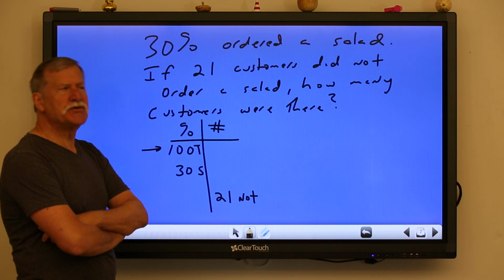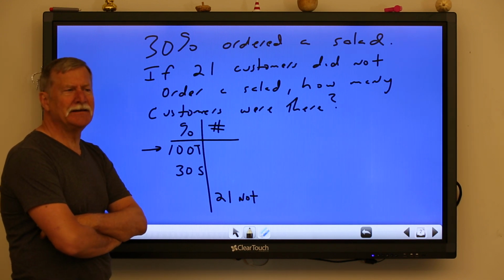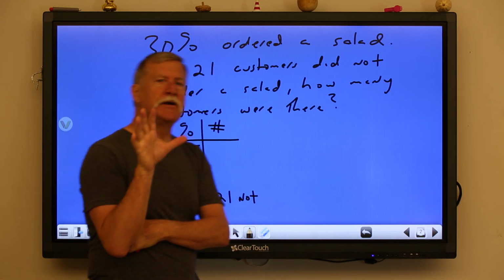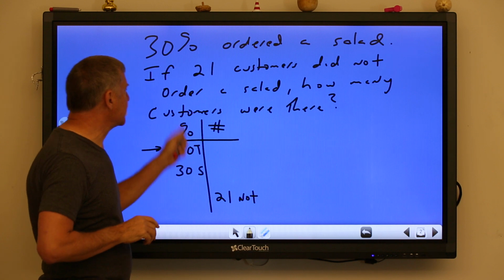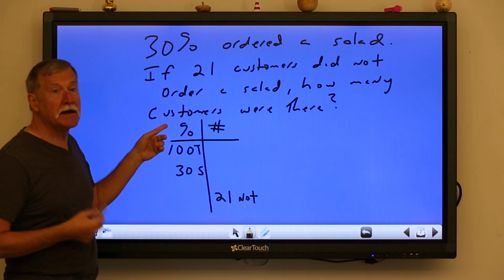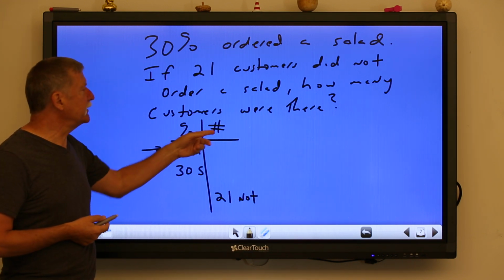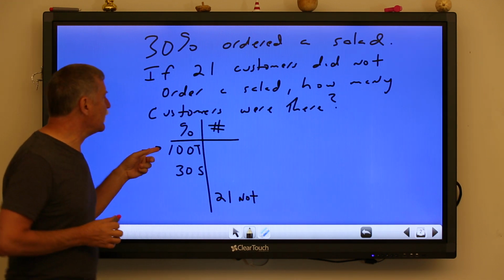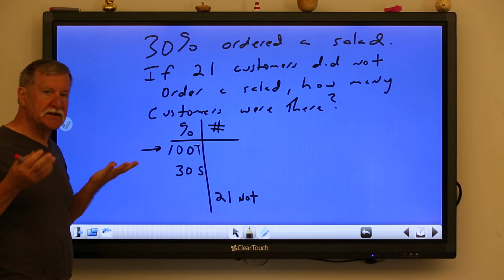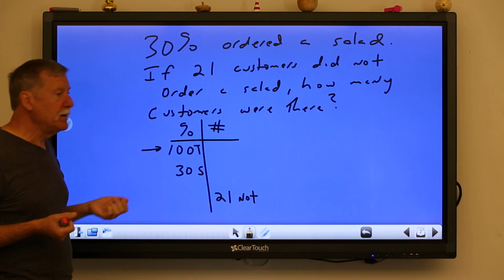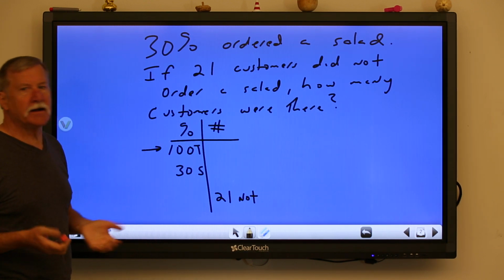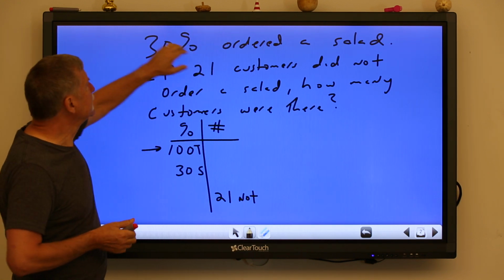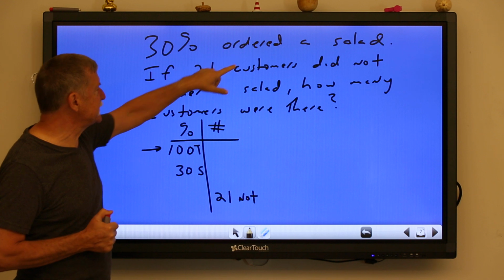Now, if you try to just dive into that, it's very confusing, no doubt about it. But we have a way of breaking this down, and that's the sign of the cross. On one side, we've got percentages, and on the other side, we've got numbers that represent amounts. Always start off with 100%. That's the total amount, all right? So that 100% automatically goes in there. Now, we look at what they tell us. It says 30% ordered a salad.